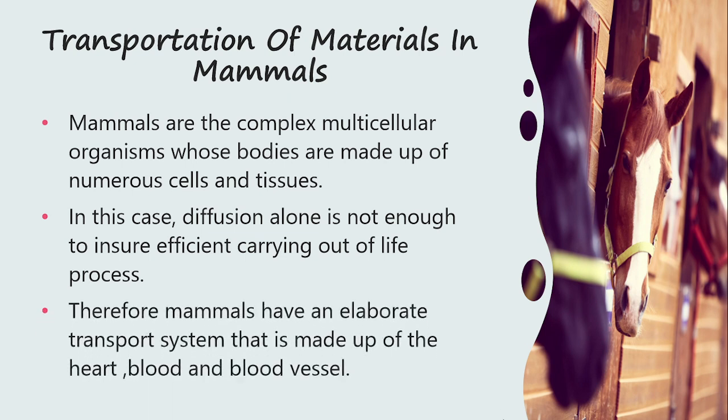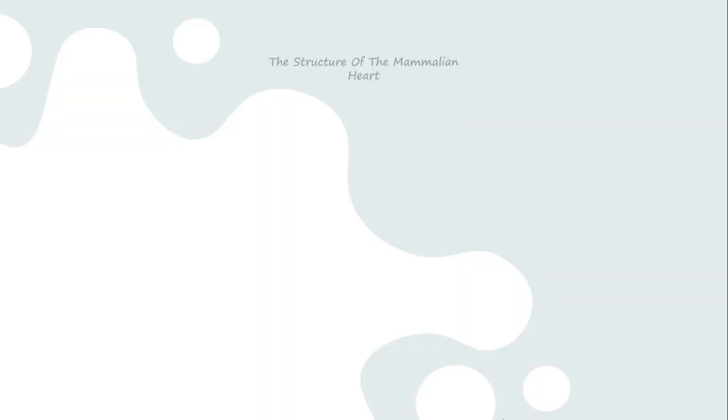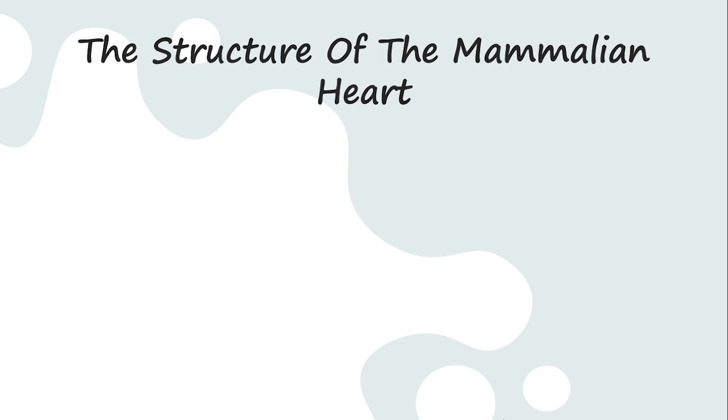Therefore, mammals have an elaborate transport system made up of the heart, blood, and the blood vessels, which carry out the transportation of these essential materials needed for the living of the organism. Specifically, we are talking about blood and other crucial nutrients or essentials for the survival of the organism. Now, let's move on to the structure of the mammalian heart.